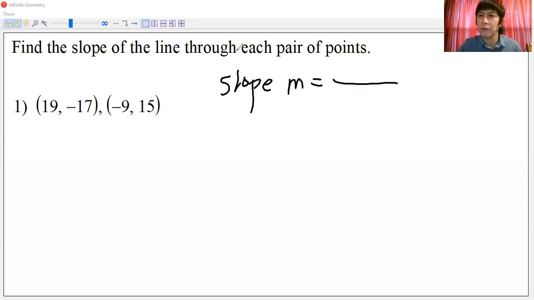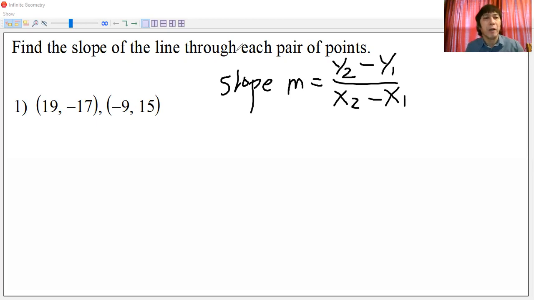This is a division symbol or a fraction symbol. At the numerator, you have y2 minus y1. And at the denominator part, you have x2 minus x1 there. The subtraction symbols at the numerator part and denominator part are both part of the formula. Okay, but when you're provided the 2 points, you have to put the labels first.